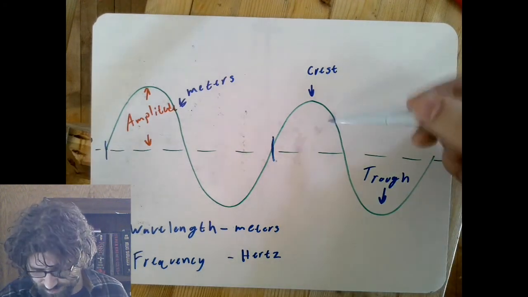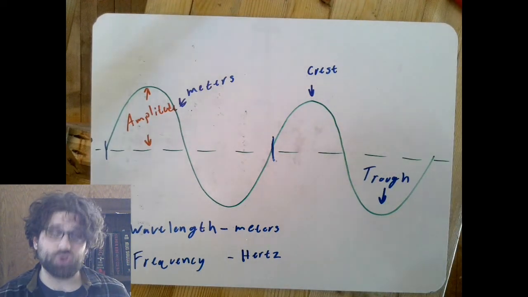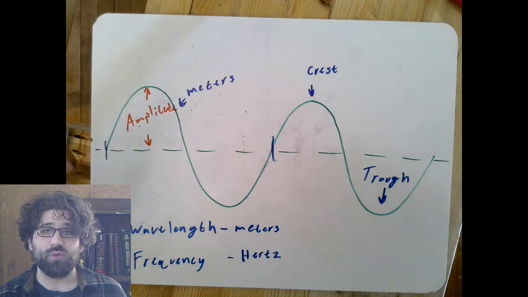So if I say crest at any point, I'm saying the crest of the wave, I mean the top part of the wave. If I say the trough, I mean the bottom part of the wave. Okay?